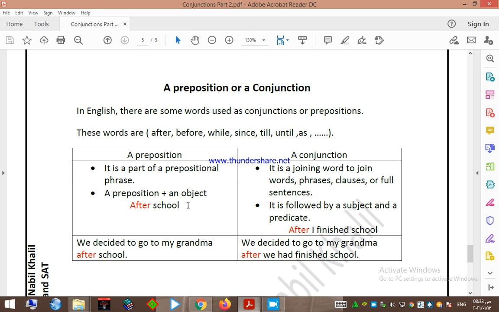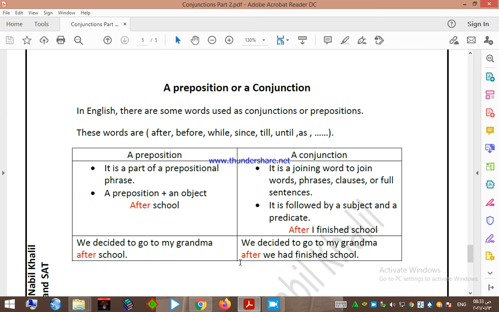The last part of conjunctions: is it a preposition or a conjunction? In English, there are some words used as conjunctions or prepositions. These words are after, before, while, since, till, until, as. How can I differentiate whether the word is a preposition or a conjunction?